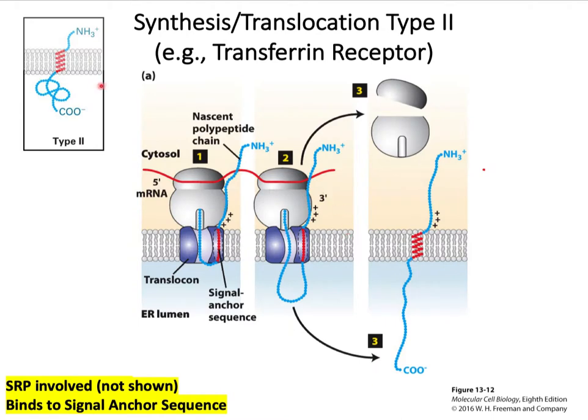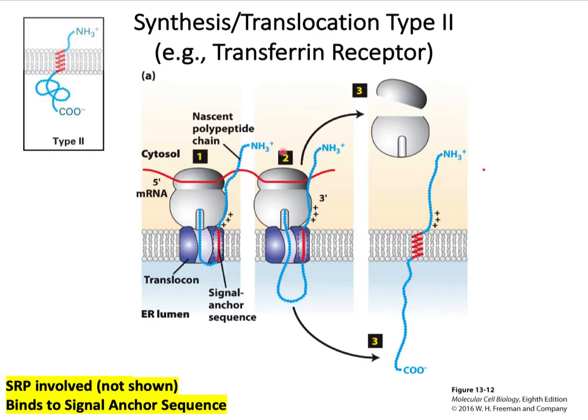So what about type 2? An example is the transferrin receptor. It has an opposite orientation of type 1. So the N-terminus is on the cytosolic face and the C-terminus is in the lumen. Again, the initial steps are the same. The synthesis begins on the cytosolic free ribosome, but there is no N-terminal signal sequence. This is the major difference of type 2 from type 1.